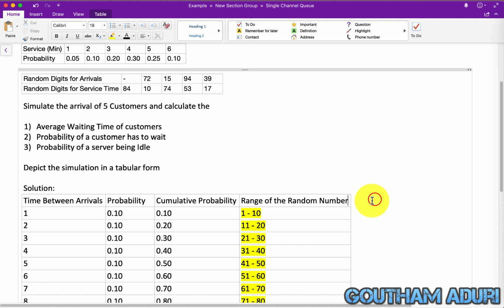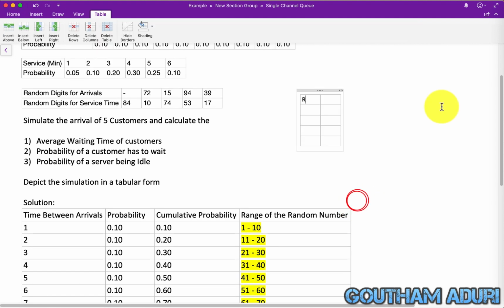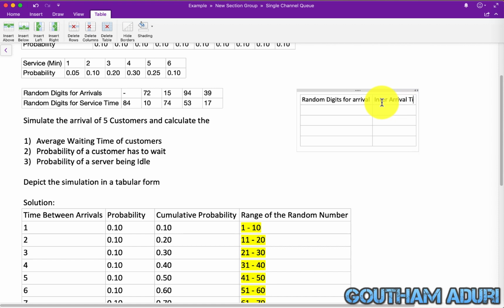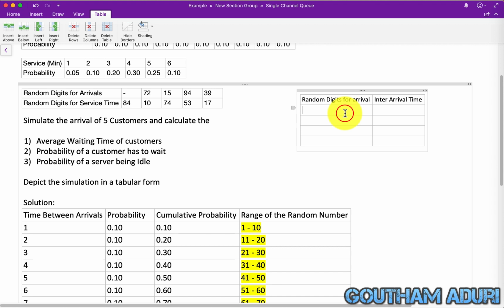So I will add one more table, random digits for arrivals, and I have to get the inter-arrival time. Time between arrivals is nothing but inter-arrival time. So for the first one, it starts with 0 always because it's inter-arrival time, the first customer. So 0.